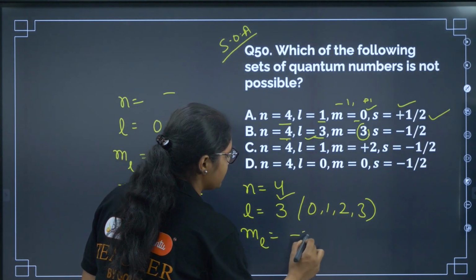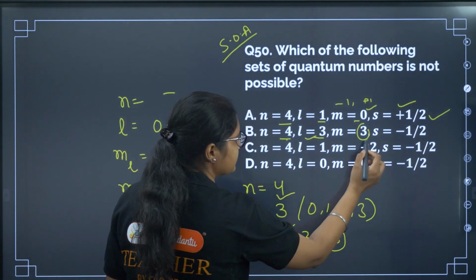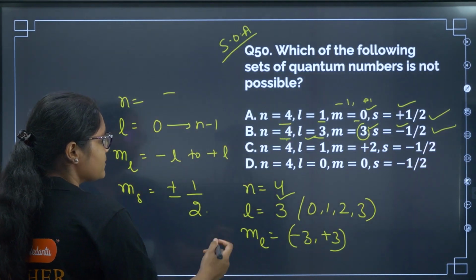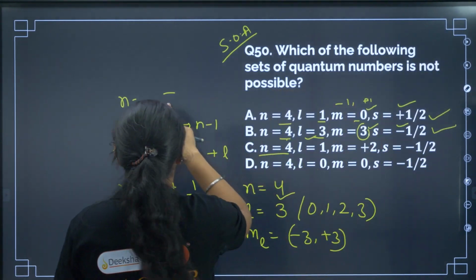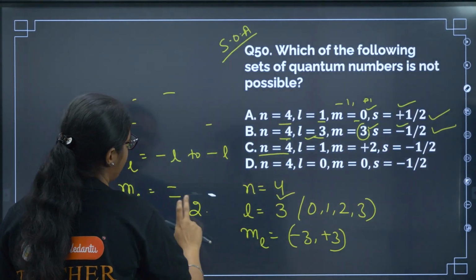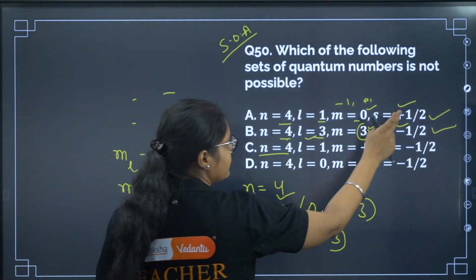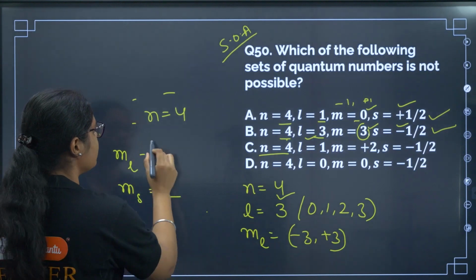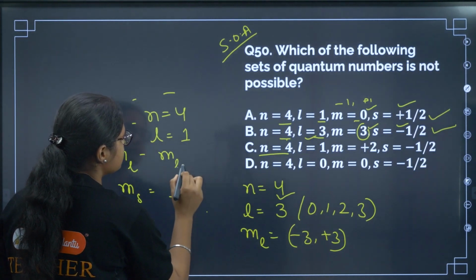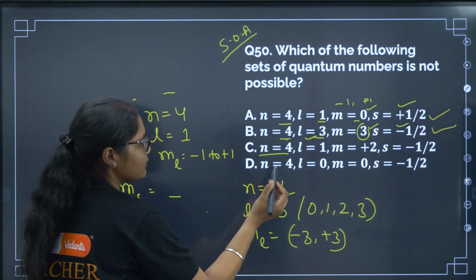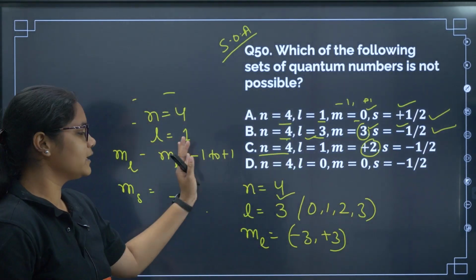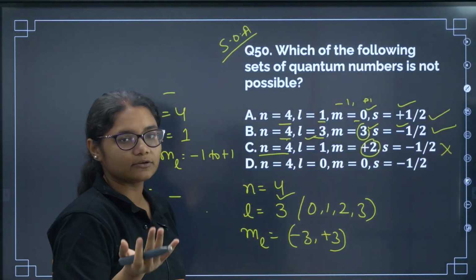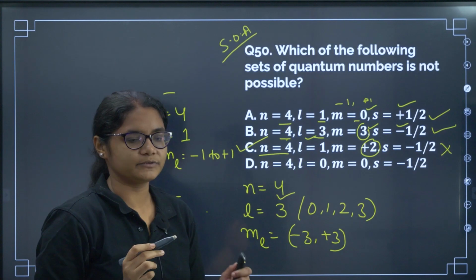The ml values can be minus 3 to plus 3, right? So plus 3 is given, so that is also correct. And spin can be minus half, so this combination is also possible. Now for this one, see, if we consider this part where we have n value is equal to 4, L value can be 1, that is possible. But ml value should lie from minus 1 to plus 1, right? But what is the ml value given here? Plus 2. It cannot be more than plus 1, right? So this combination is not possible. So the question was asked which is not possible. So the correct answer for this question is option C.